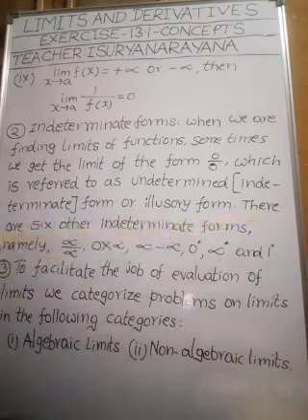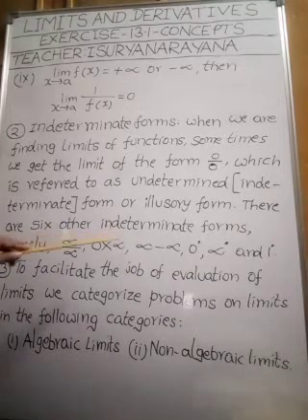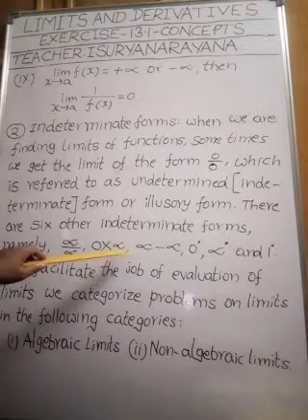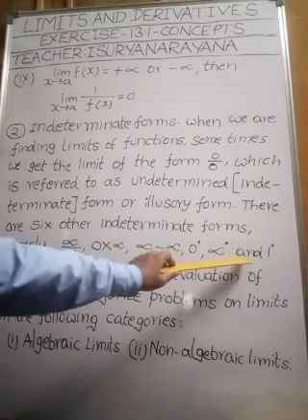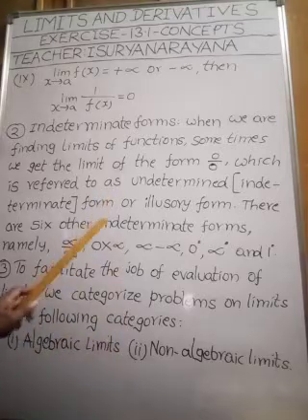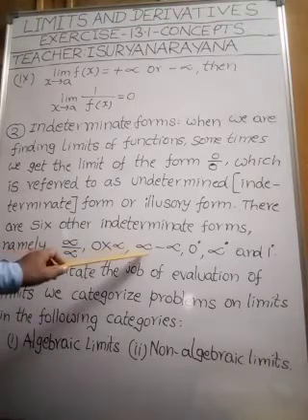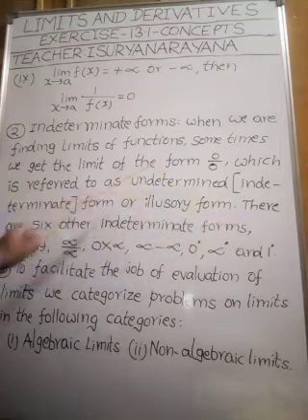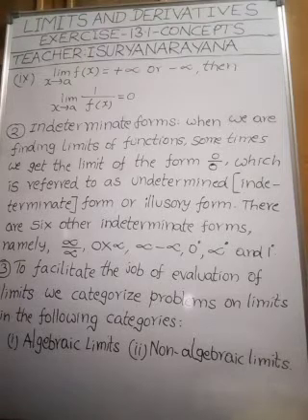Okay, my children. There are 6 other indeterminate forms. They are namely infinity by infinity, 0 into infinity, infinity minus infinity, 0 power 0, infinity power 0 and 1 power infinity. All these are said to be indeterminate forms. Altogether 7 indeterminate forms are there: 0 by 0, infinity by infinity, 0 into infinity, infinity minus infinity, 0 power 0, infinity power 0 and 1 power infinity. Okay, my children, remember this point. Now come to the next point.